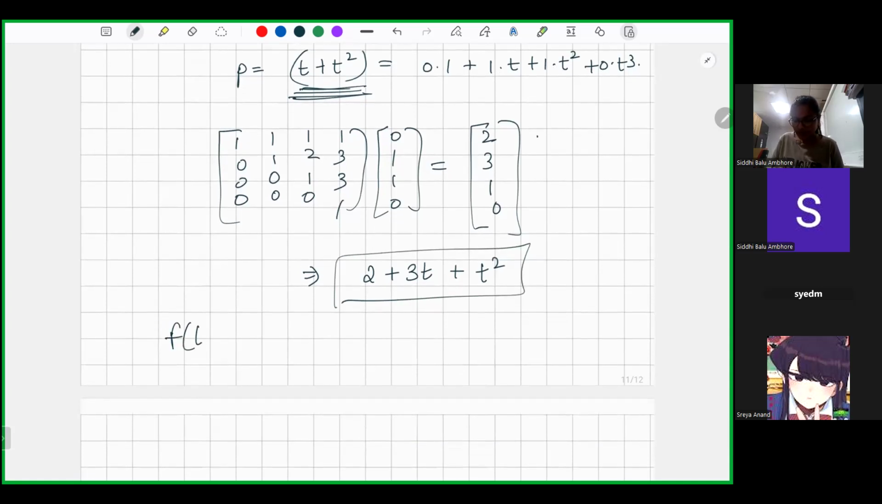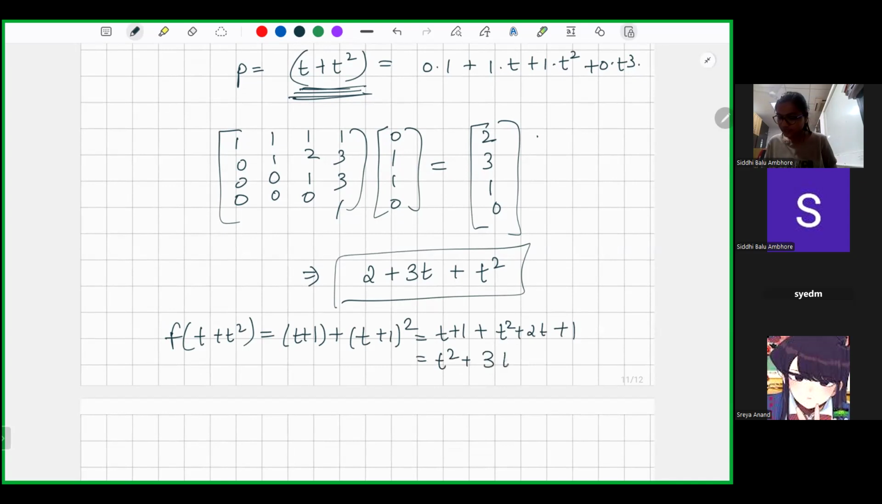So if I apply f on t plus t square, this will be t plus 1 plus t plus 1 square. So this will be t plus 1 plus t square plus 2t plus 1. And this is what I am getting here: t square plus 3t plus 2. And this is exactly what I got here.